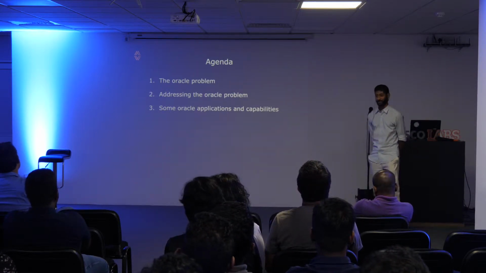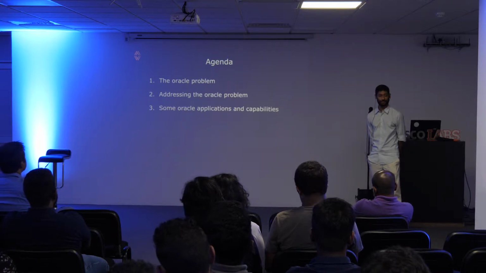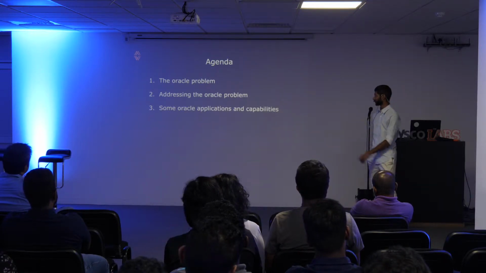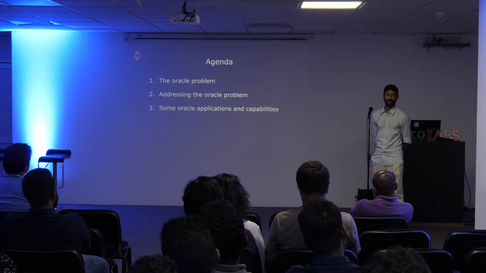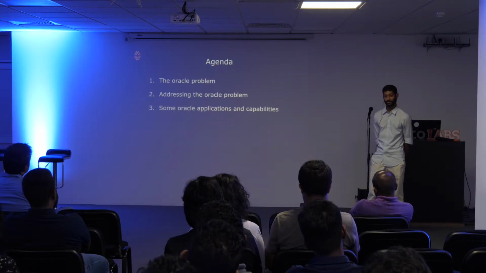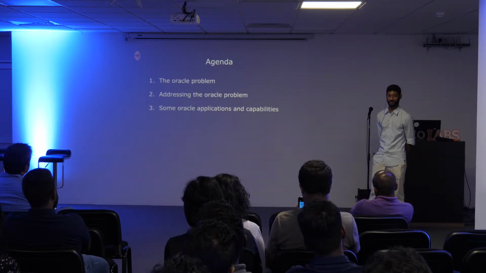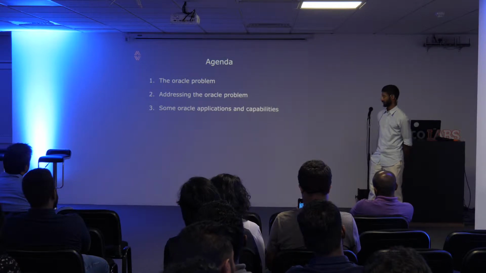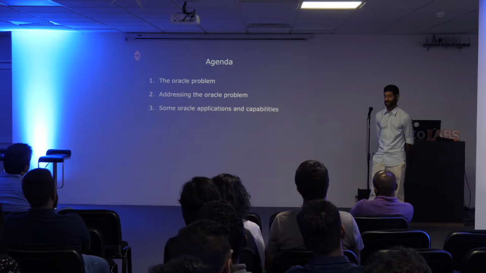So this is the agenda that I have planned out for today. We're going to discuss the Oracle problem. There's going to be some overlap with what Charmelin laid out. And then I'm going to go over how we can address the Oracle problem, or at least the way Rhombus has chosen to do it. And lastly, we'll go over some applications.